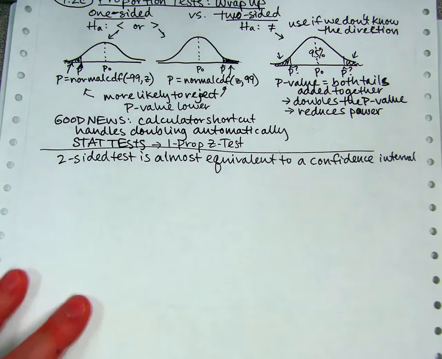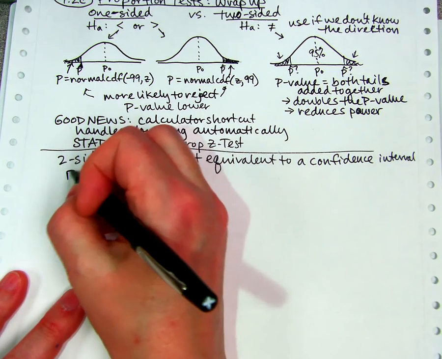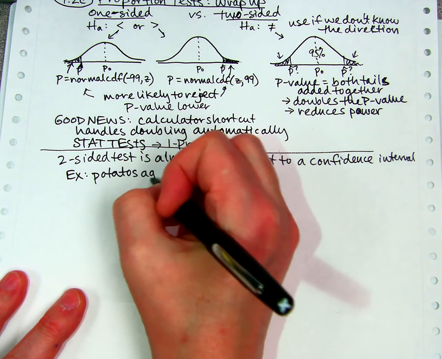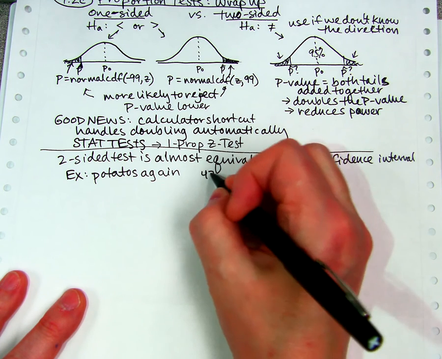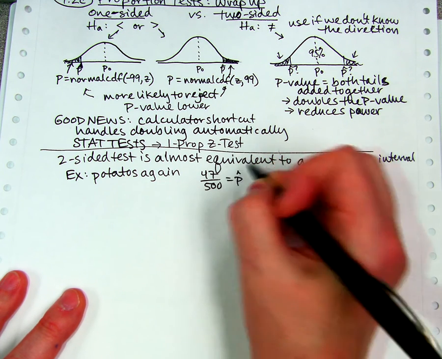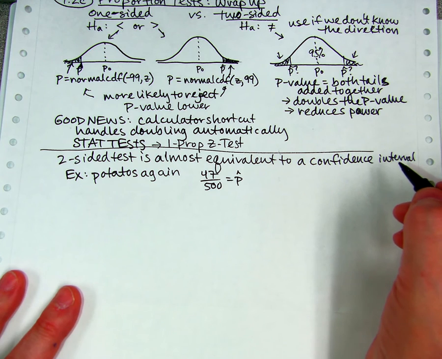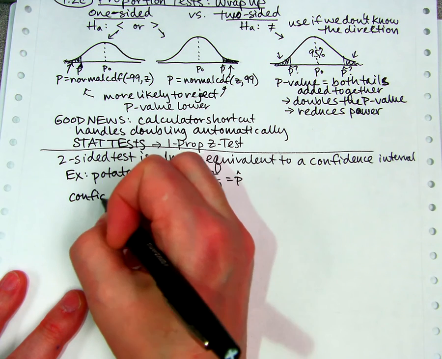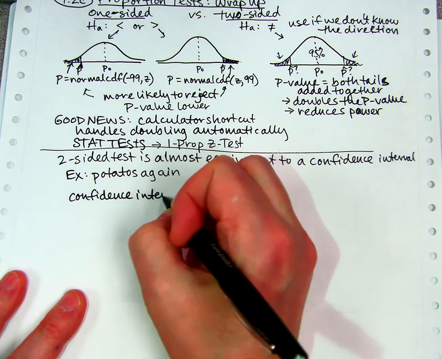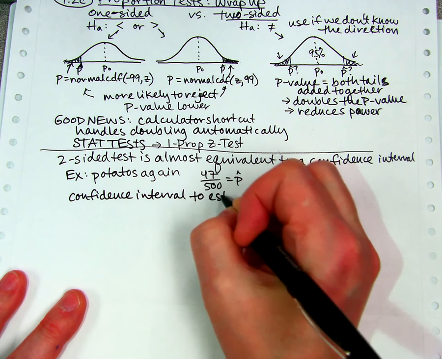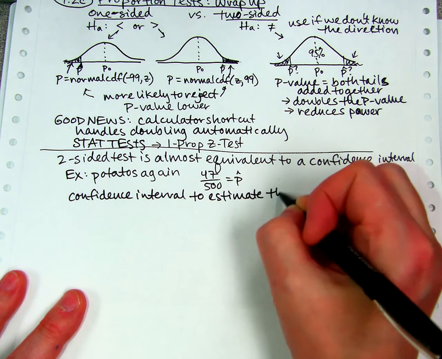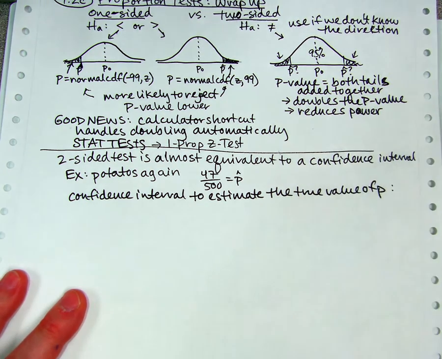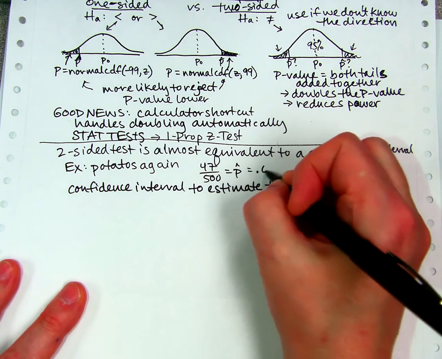So remember, I guess I'll keep using the potatoes for just a little bit longer. So I had 47 out of 500 as my p-hat. Another way to decide whether it's 8% or not is I could have done a confidence interval to estimate the true value of p. And if I did that, then this came out to be 0.09 something, right?